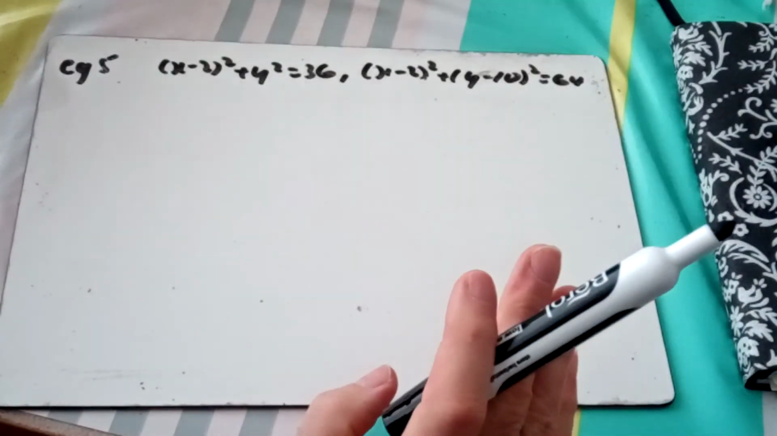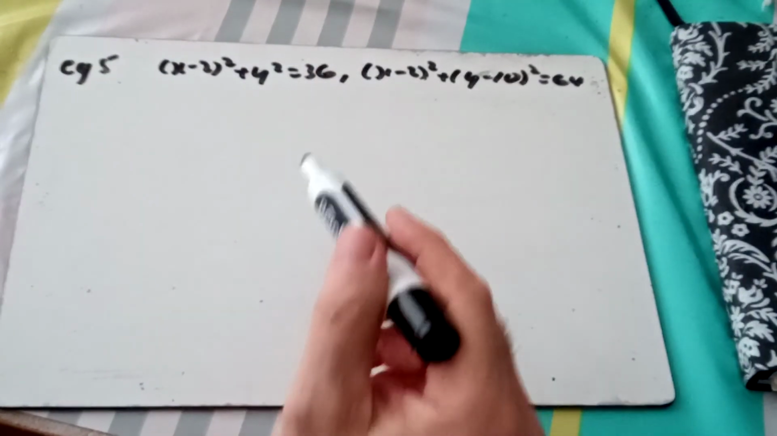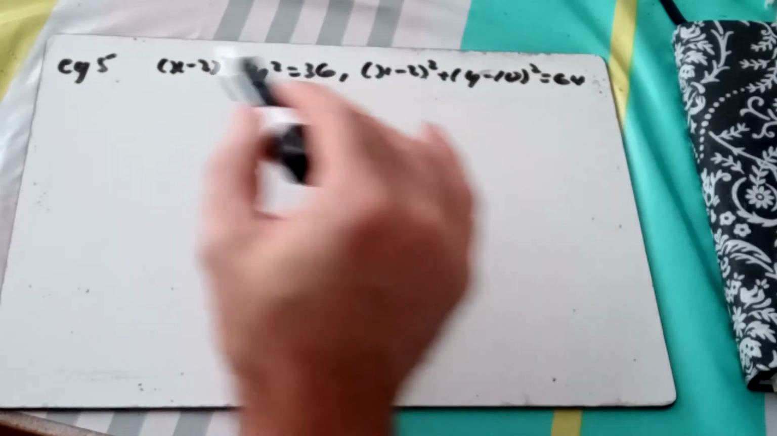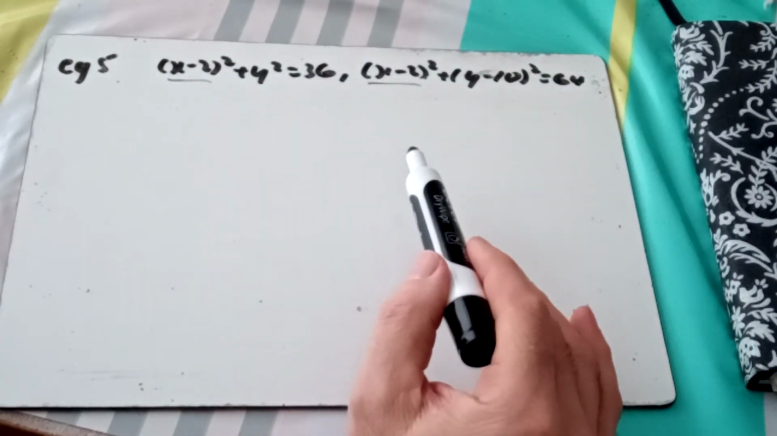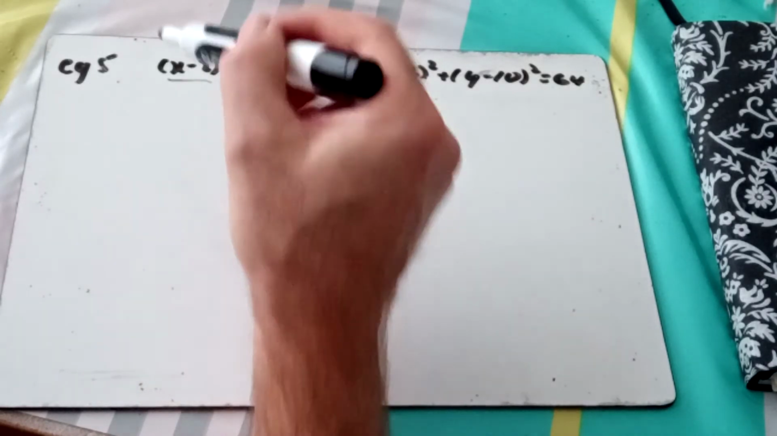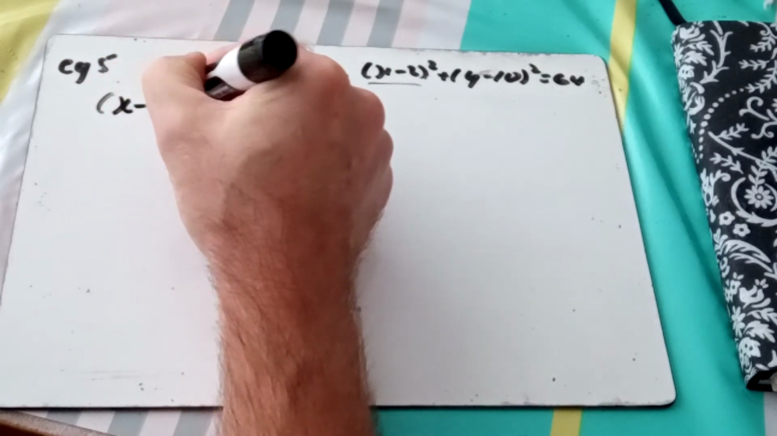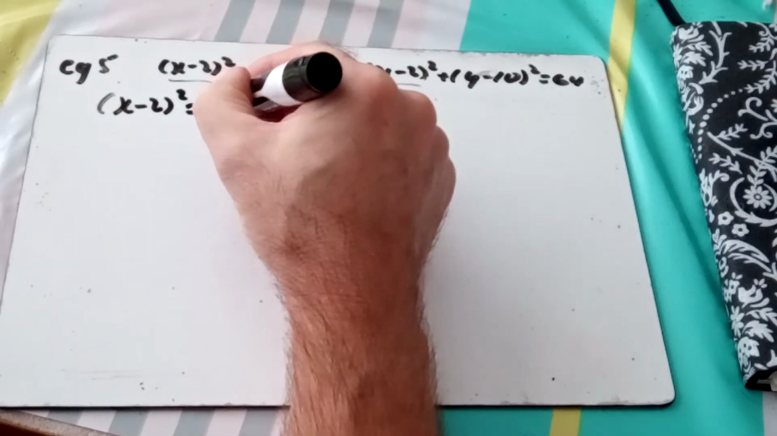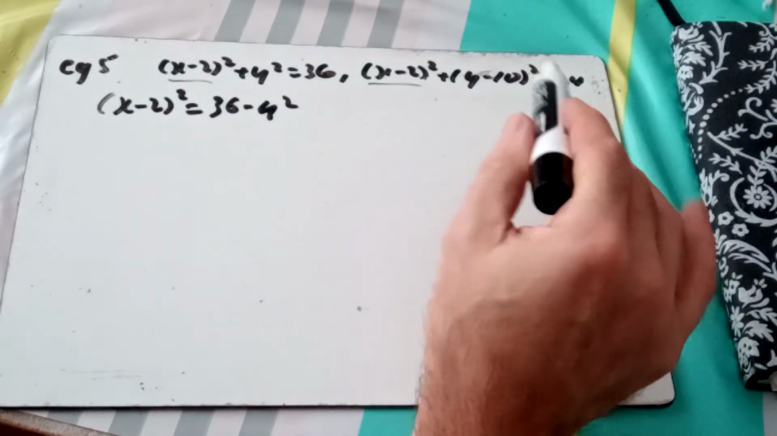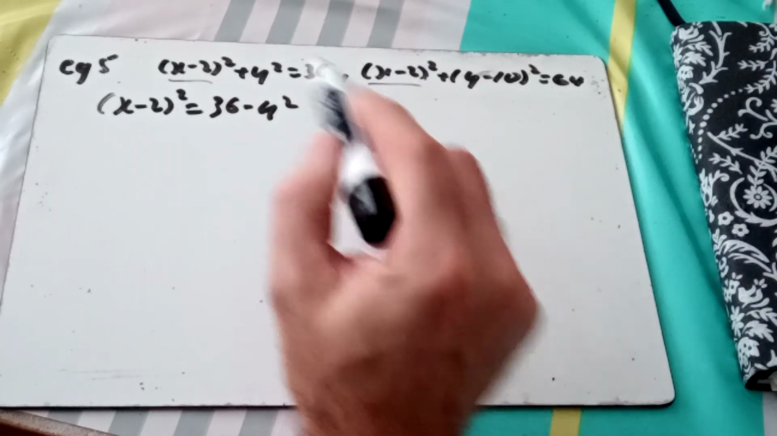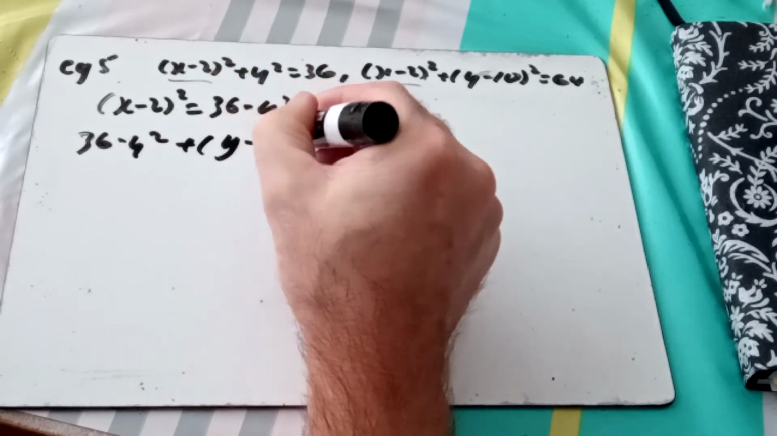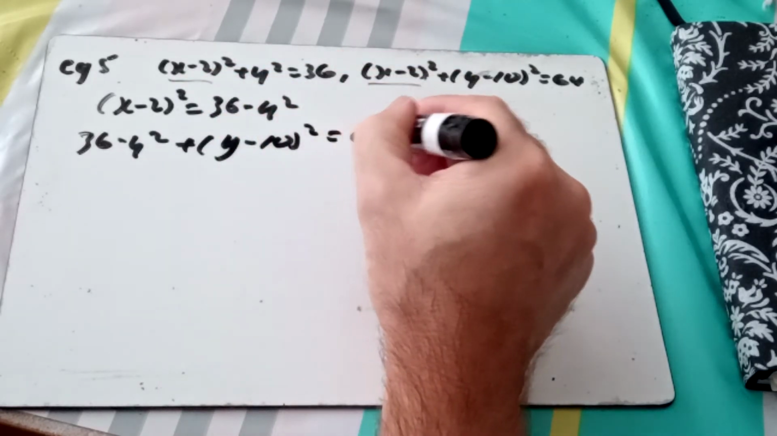Last example is asking me to show where two circles intersect. This is normally going to be quite difficult to do. The only way I can do it in this case is because I've got the same function appearing for the x part here. So what I can do with this, I can say from this equation, rewrite it as x minus 2 all squared equals 36 minus y squared. And where x minus 2 all squared appears in the second equation, for the second circle, I can replace it with 36 minus y squared. So I've got 36 minus y squared plus (y minus 10) all squared equals 64.